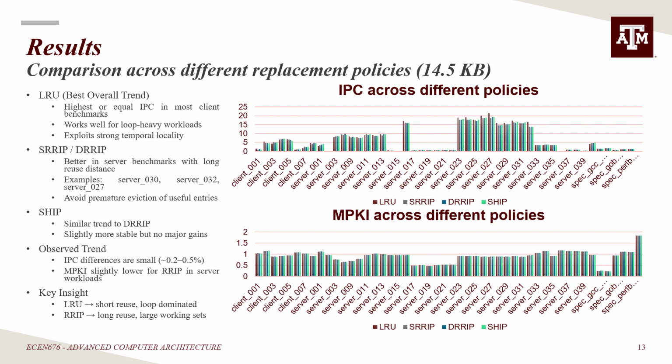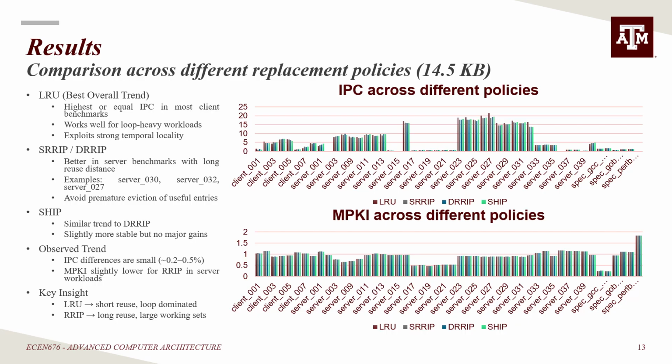Now, at the same 14.5 KB size, we also evaluate how it performs under different replacement policies. We have taken the cases of LRU, SRRIP, DRRIP, and SHIP. We observe that LRU gives the best overall IPC trend across most benchmarks, especially client workloads. This is because many programs are loop dominated, where recently used branches are accessed again quickly. LRU captures this behavior effectively.